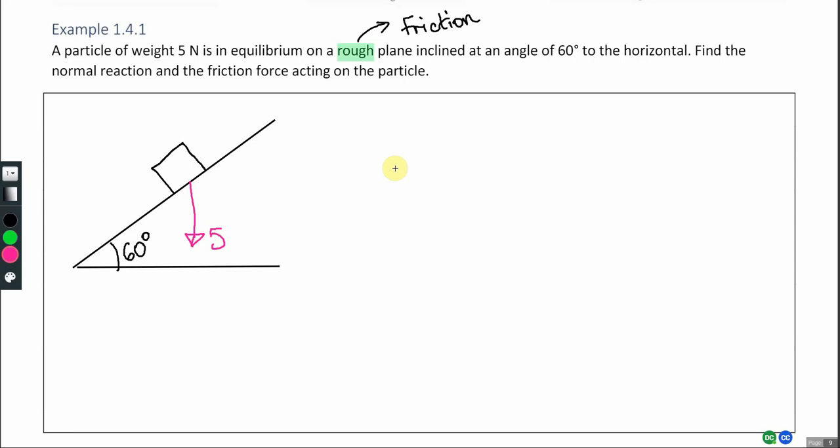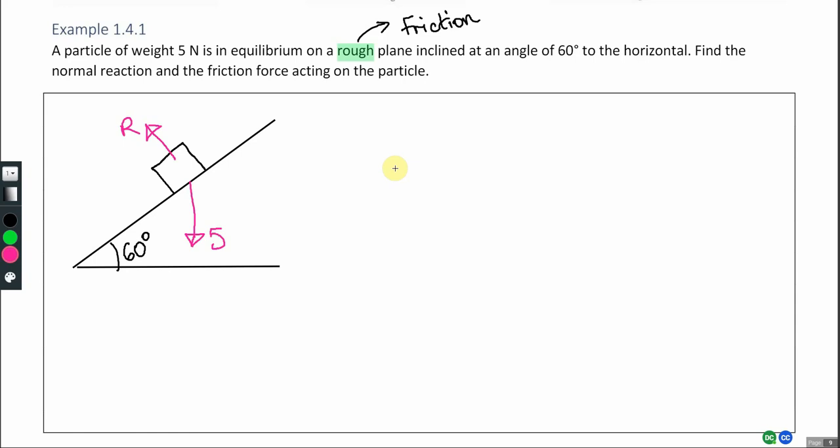If we were given the mass as 5 kilograms, then the weight would be 5g. But in this case, we've been given the weight directly, so that's just 5. The normal reaction, normal meaning at right angles to the surface. And then friction. We need to know which direction friction will be acting.